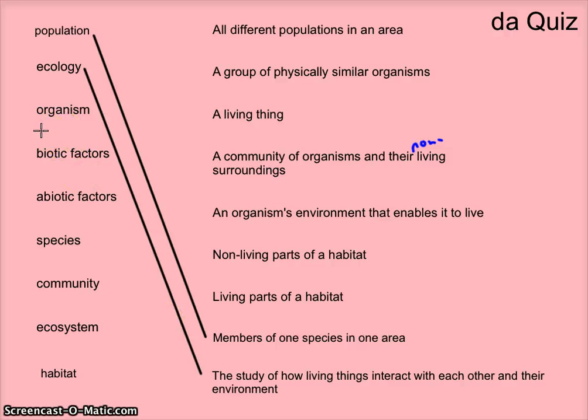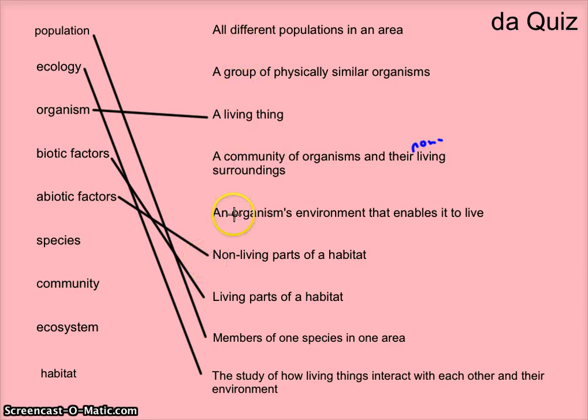What about the next one? Organism. Well, straight across. A living thing. Now remember, that is not just animals. Biotic and abiotic factors. You know it's going to be these two, but what order? Remember, bio is a prefix for living. So biotic would be living parts of a habitat. Abiotic would be non-living parts of a habitat.